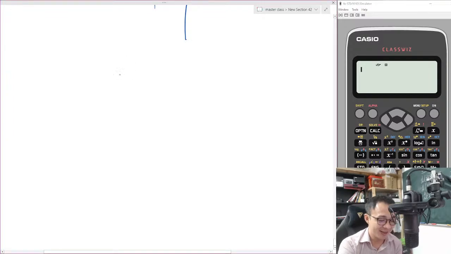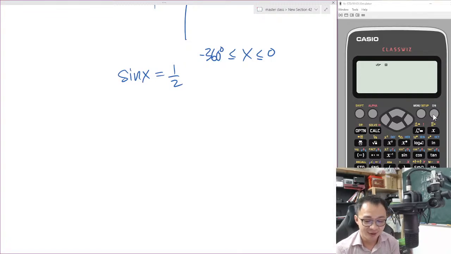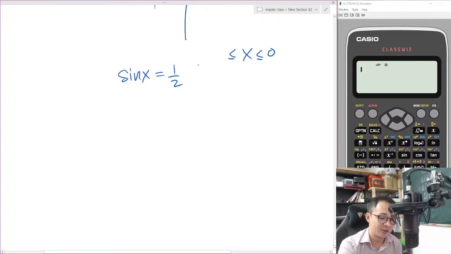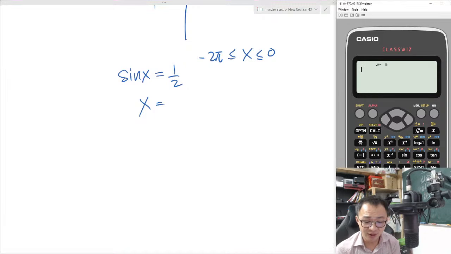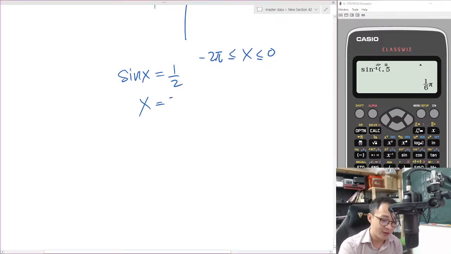Okay. Let's say I have sin x equals 1 over 2, and then x must be from 0 to negative 360. Okay, it makes sense, huh? Okay, I'm lazy about degrees. Let's do radians, to negative 2 pi. Because we only focus on negative angles here. So type in the calculator. Shift sin 0.5, you will get pi over 6. Alright, this is pi over 6.